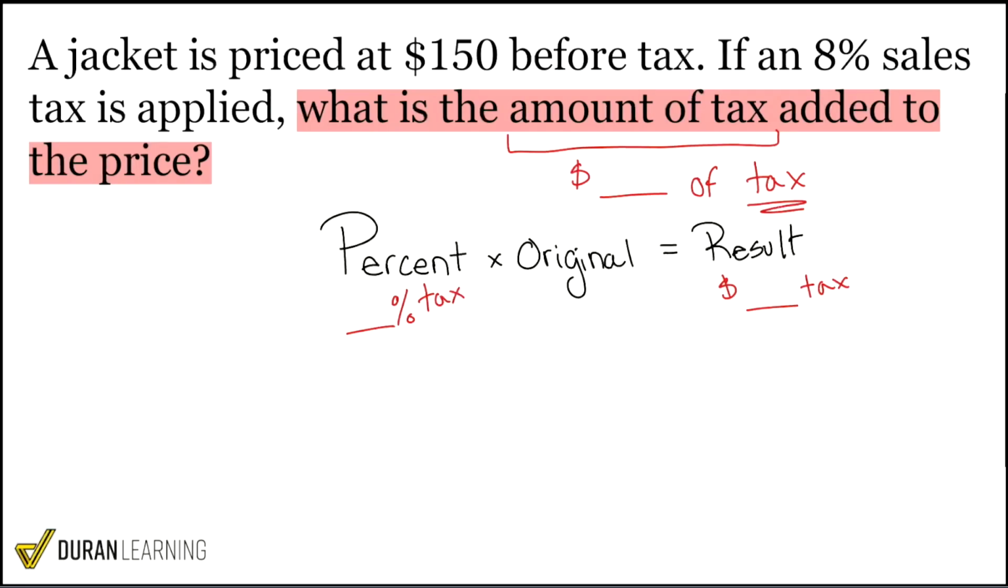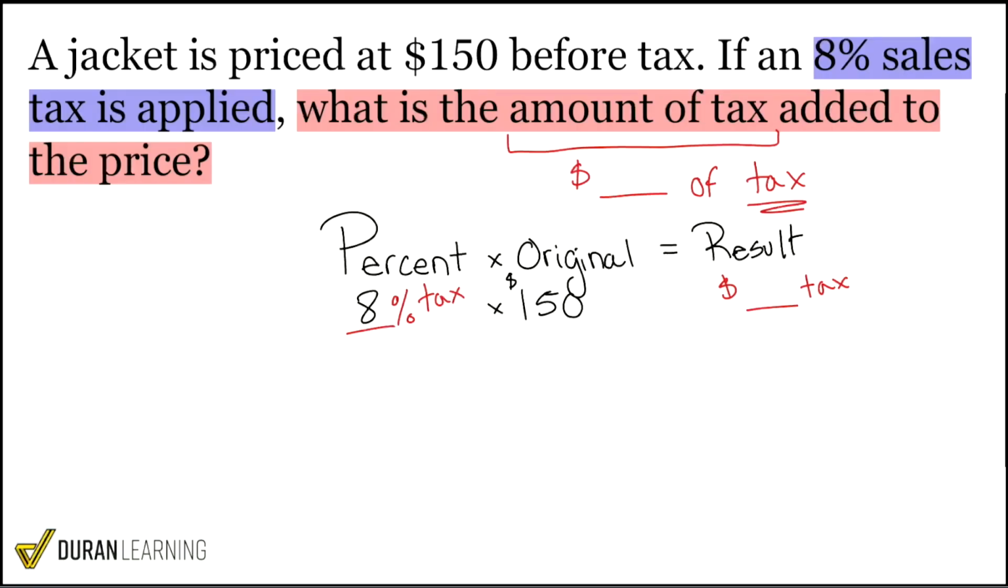Perfect. So if we're looking strictly for the amount of tax, well, everybody, do they give us the percentage of the tax in here? A jacket is priced at $150 before tax. And then if an 8% sales tax is applied, what is the amount of tax added to the price? So yeah, in this case, right on. We're looking to use the 8% tax right here. 8% sales tax is what's going to be applied. So it's an 8% tax multiplied by the original amount of $150. And that's what's going to give us our answer.